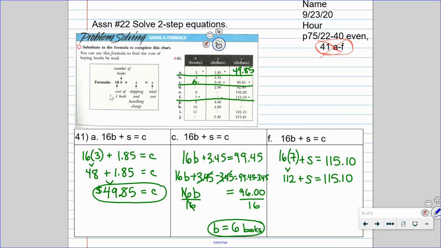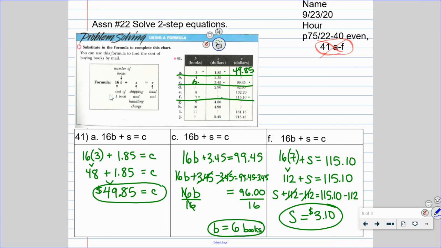Now remember, we can use the commutative property to say, why write that first when we can write the 112 second and write the S first? And now if we subtract $112 from both sides, all that's left or remaining is the shipping cost, which would be $3.10.